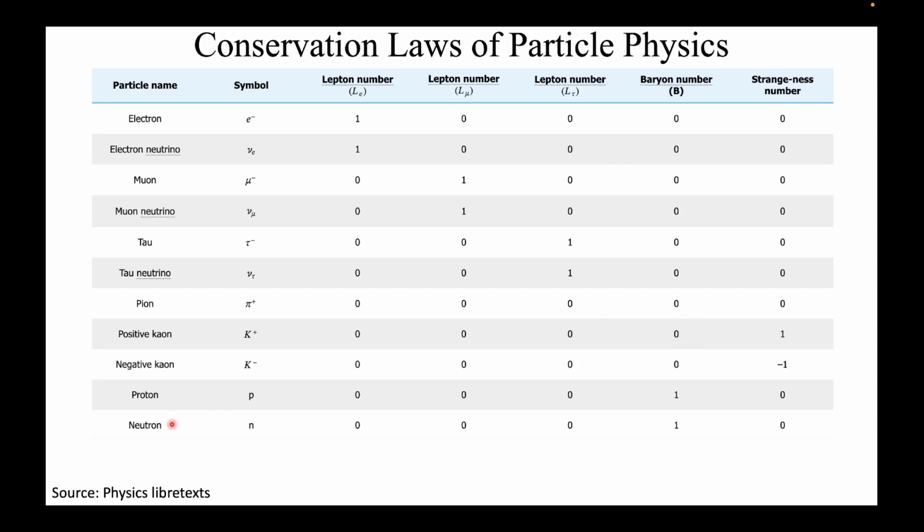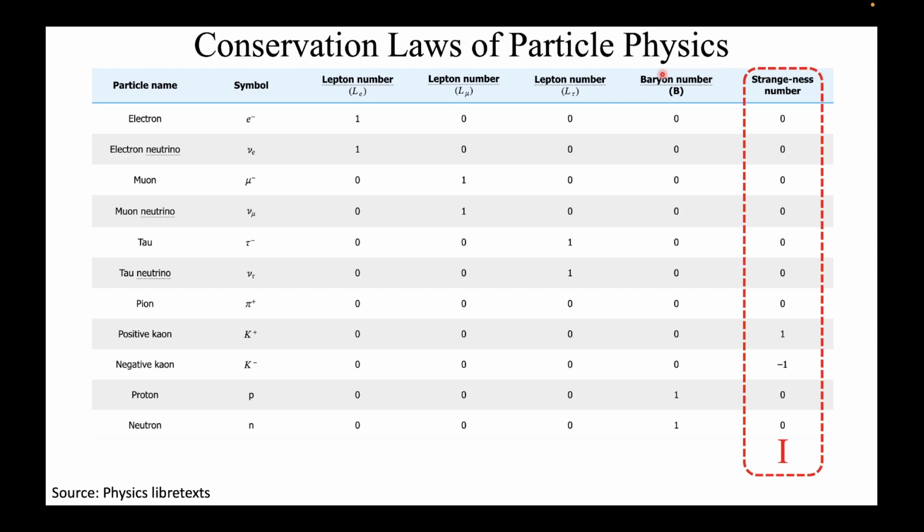Protons and neutrons are baryons, so the baryon number is naturally 1, and they're not leptons, so all 3 lepton numbers are 0 for proton and neutron. And you can see strangeness: kaons are strange particles. So this is a partial summary of the elementary particles, and there are some conservation laws that need to be followed for any interaction to occur successfully.